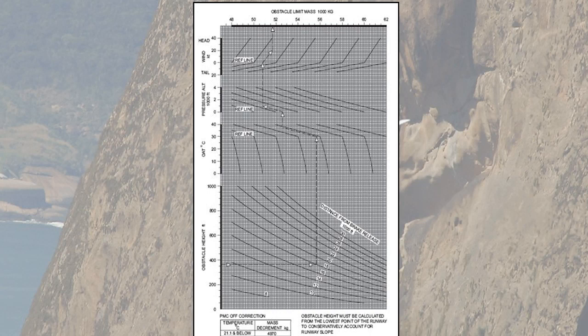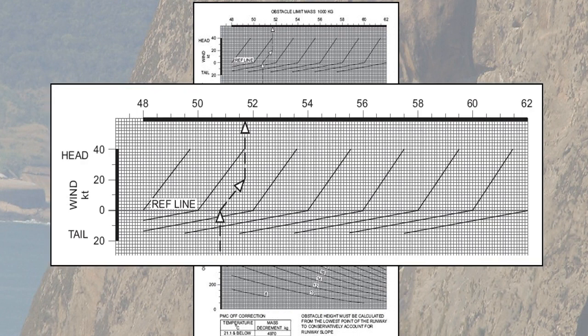The obstacle limit mass graph shown on screen is found in CAP 698 on page 36 of section 4. We have already worked through this graph in the previous lesson. Notice that winds are included in the graph. This is important because obstacle clearance calculations must use ground gradients, and these are dependent on wind.